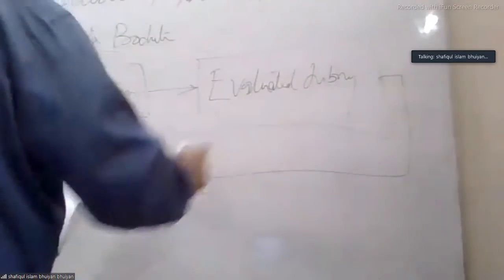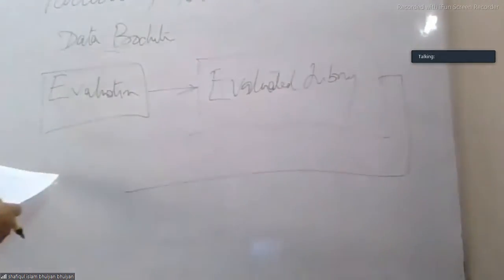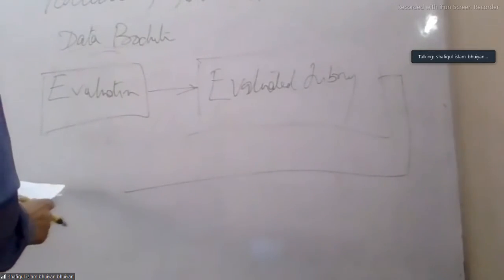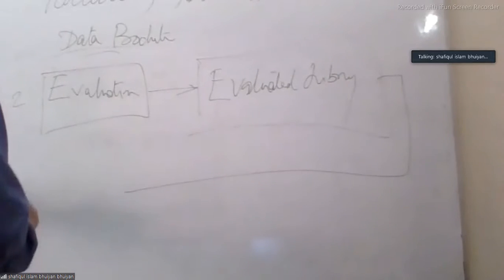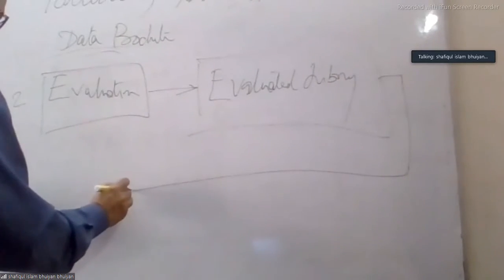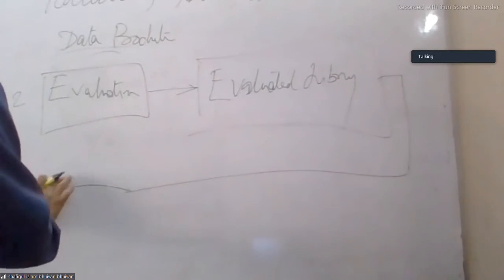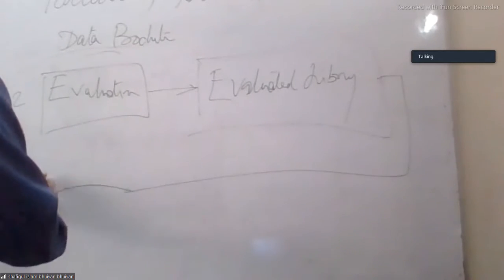And from this evaluated library, we get evaluated nuclear data processing. This is the number 2 step. The number 3 step is evaluated. This comes to this box.